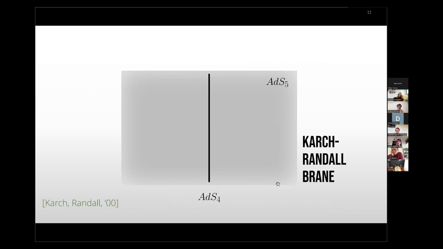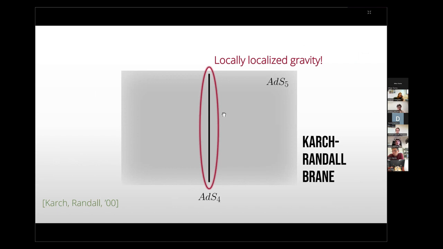Another idea, Karch-Randall branes. Karch and Randall saw at the beginning of the millennium that if we have an AdS5 spacetime, we can have an AdS4 brane, a Karch-Randall brane, and on this brane you can localize gravity. So you can live in a 4-dimensional spacetime with localized gravity, but your real theory is a non-compact AdS5 spacetime. We will study how these Karch-Randall branes appear in this setup.